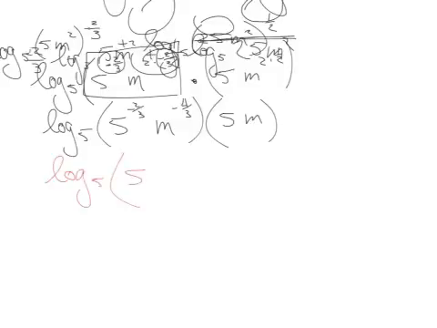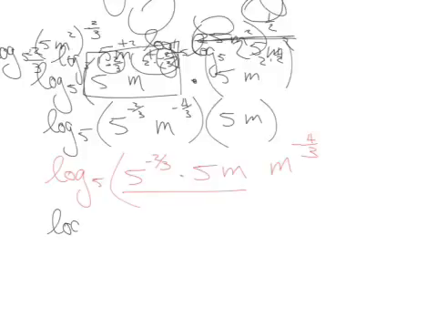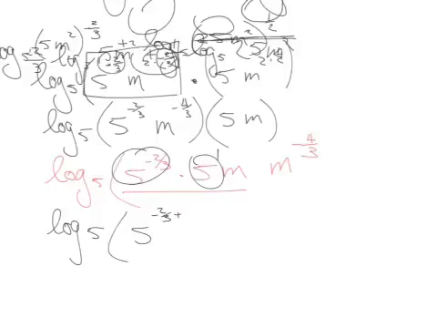And that ends up being 5 to the -2/3 times 5 to the m, and then we've got our m to the -4/3. So let's combine these. So log base 5, and we've got our 5 and our 5. This is a 1 here, so we're going to add those. So that would be 5 to the -2/3 plus 1, and then we've got our m and our m to the -4/3 that we haven't done anything with. Alright, so let's go ahead and add those.